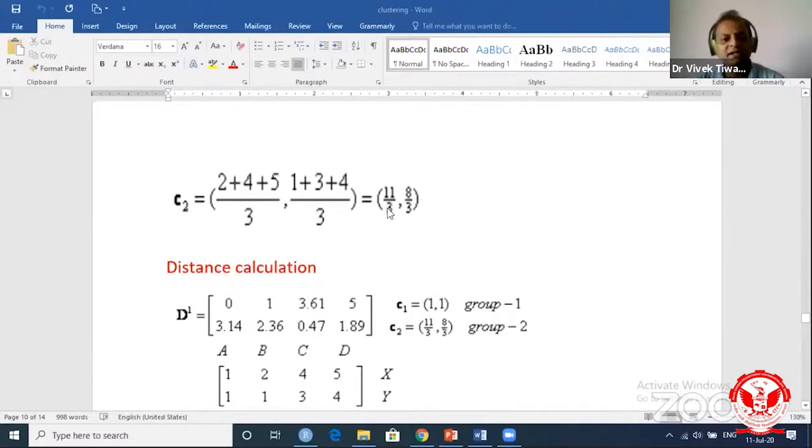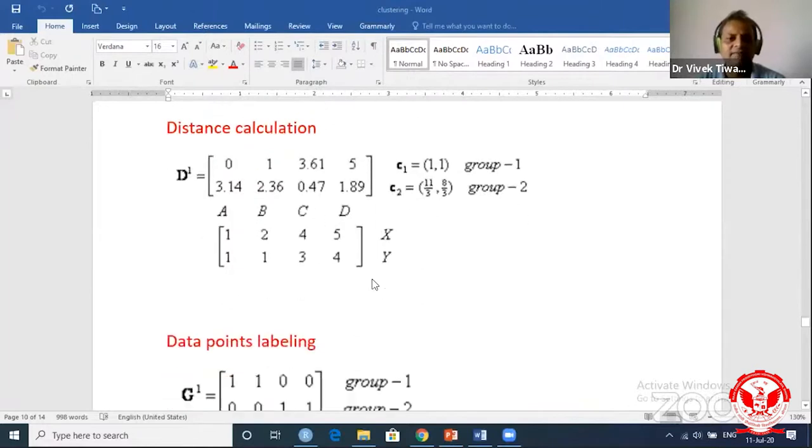Now that is an iterative process. I have already explained the same thing. I will go a little bit faster. So these are the distance matrix. The first row represents all the data points and their distance from C1. Again, we have to calculate the new distance because the centroid of cluster two has been changed. So now the new distance with respect to the new centroid.